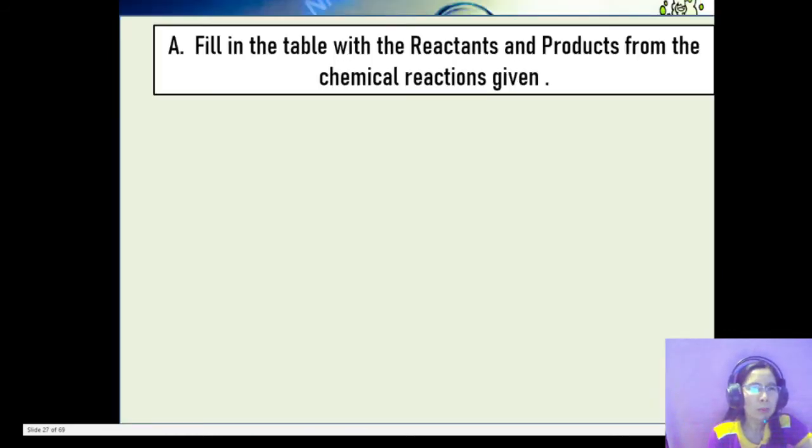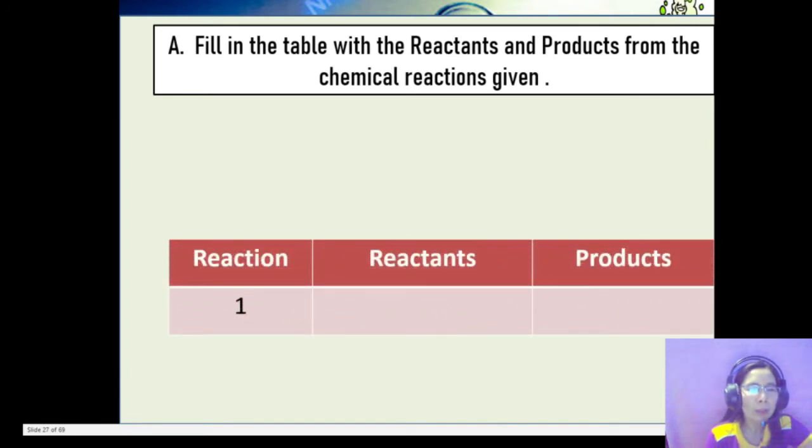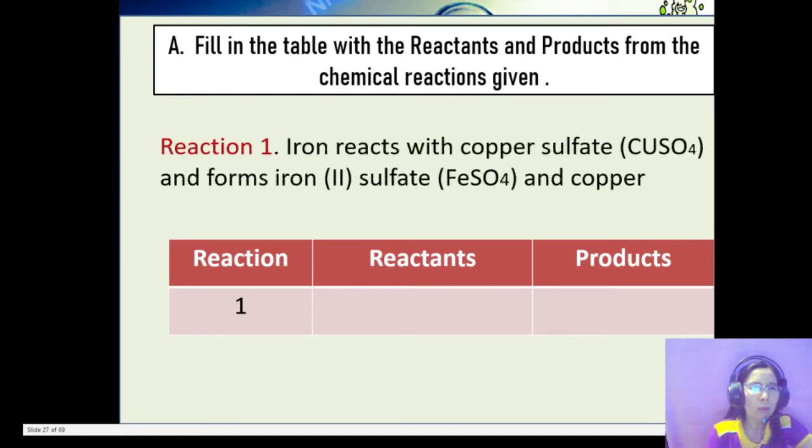This time, let's move on to activity number 2. Part A, you're going to fill in the table with the reactants and products from the chemical reactions given. Let's go back and recall the 5 chemical reactions that we observed, and identify the reactants and the products involved. In reaction number 1, can you remember? Yes, it's the iron reacting with copper sulfate and forming iron 2 sulfate and copper.